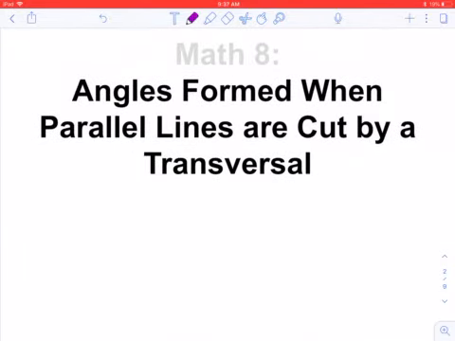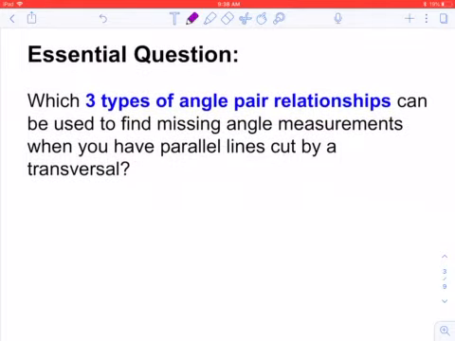All right, today we are doing angles formed when parallel lines are cut by a transversal. Feel free to abbreviate some of that. You can write angles like that, angle with an S in it. Sorry about the wordy title, but that's what it is. Okay, remember, pause anytime you need to. I'm gonna go do this fast. Okay, your central question, also wordy, sorry. Which three types of angle pair relationships can be used to find missing angle measurements when you have parallel lines cut by a transversal?